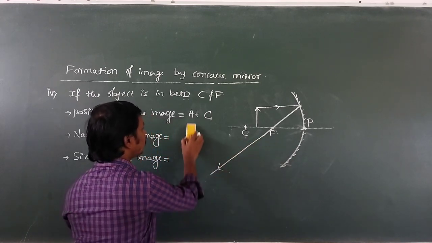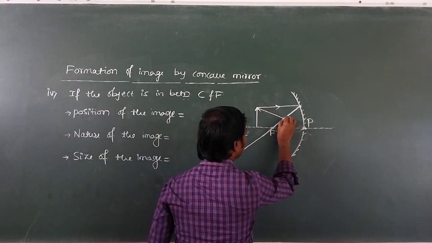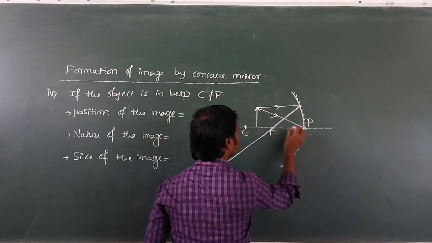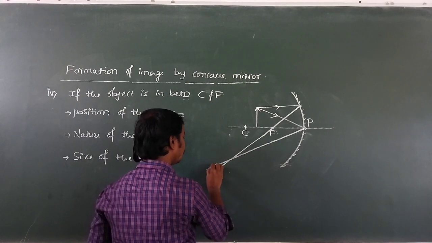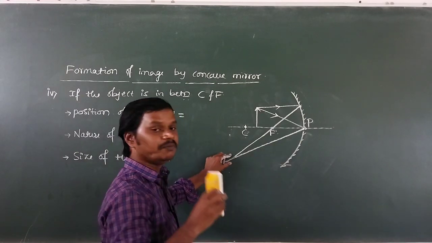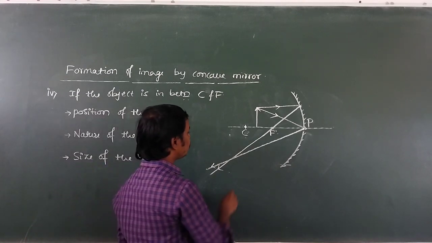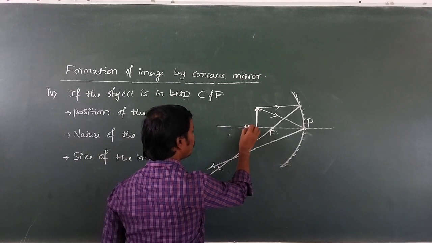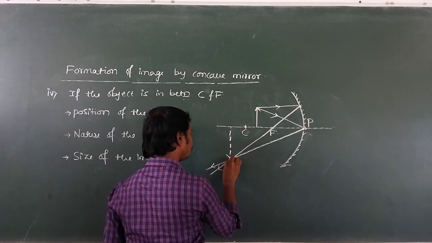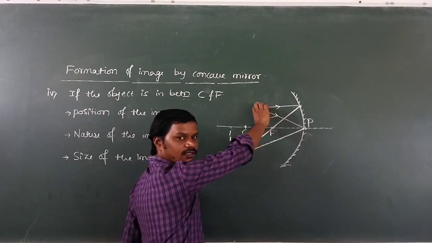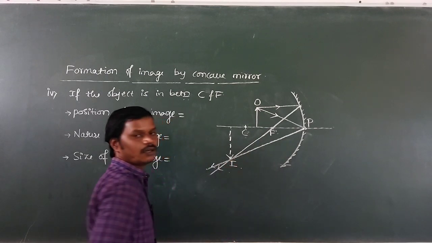Then the second incident ray, which is incident at the pole. The ray incident at the pole is oblique and it reflects obliquely. And where these reflected rays meet, at that position we will get the image of the object. Where do these reflected rays meet? Beyond C. Now this is the object and this is the image of the object.